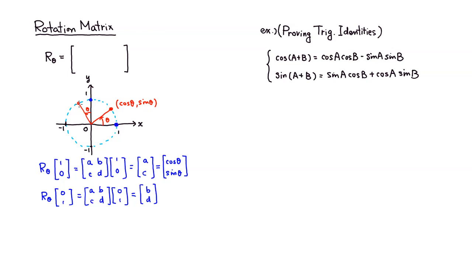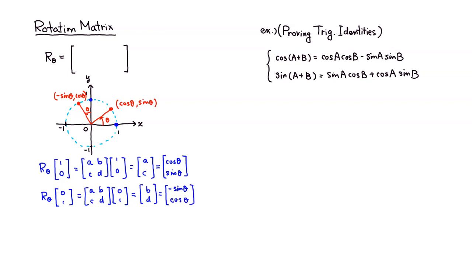This point is a little tricky. The x coordinate is a sine of theta, but it's in the negative direction, so it's a negative sine of theta. And this y coordinate is a cosine of theta. So this is going to go to negative sine of theta, cosine of theta.